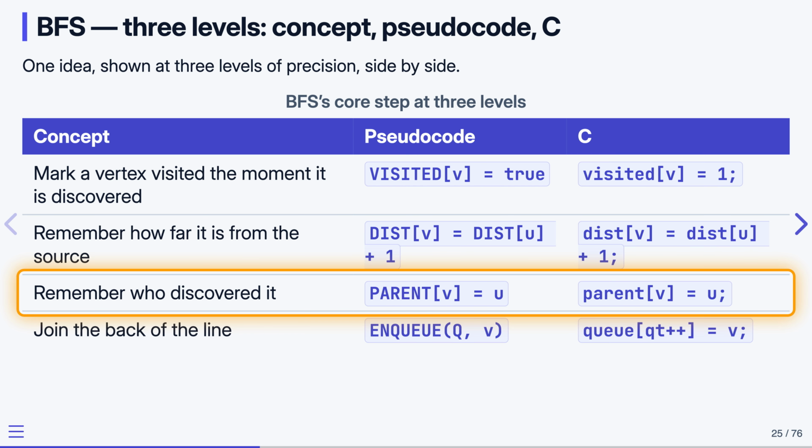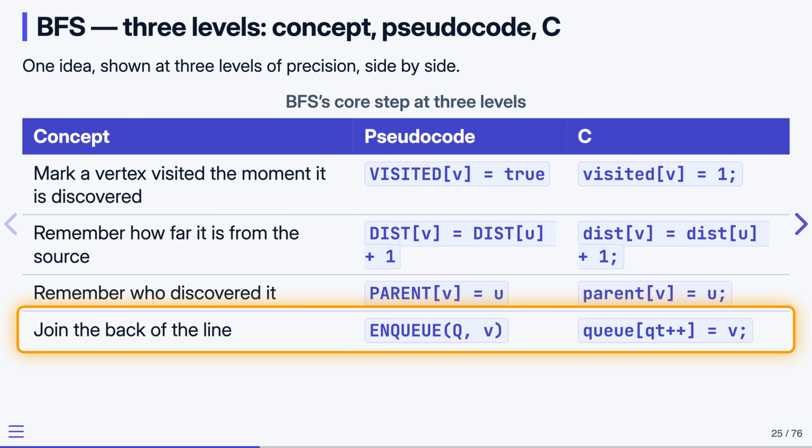Third step. We remember who discovered it. We set parent at V to U, the vertex we came from. Fourth step. The vertex joins the back of the line. We enqueue it. Now the key point. Discovering a vertex and enqueuing it happen in the very same instant. That single timing choice is what the whole bug later in this chapter is about.